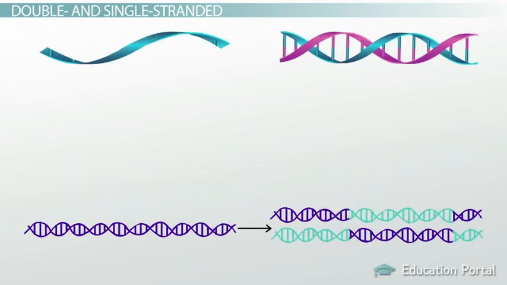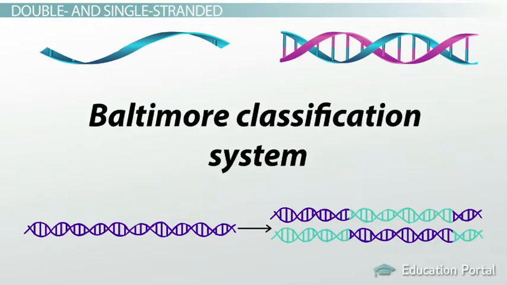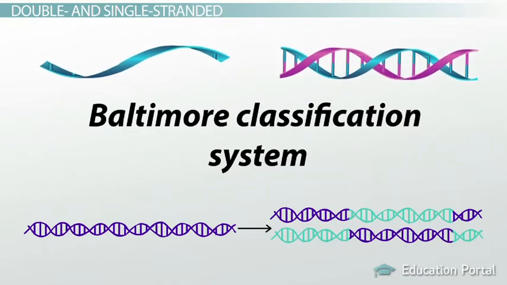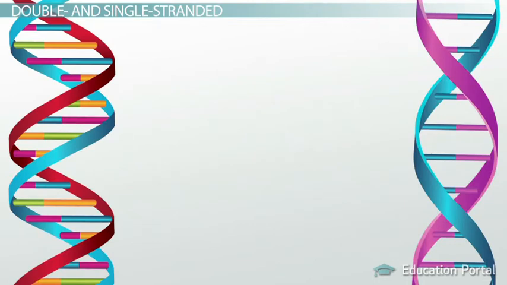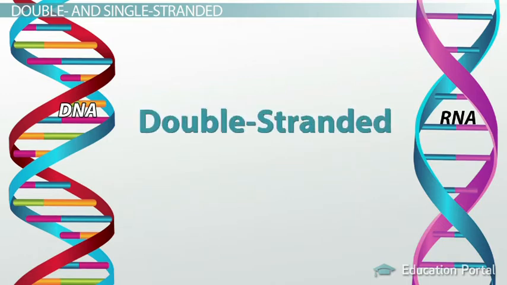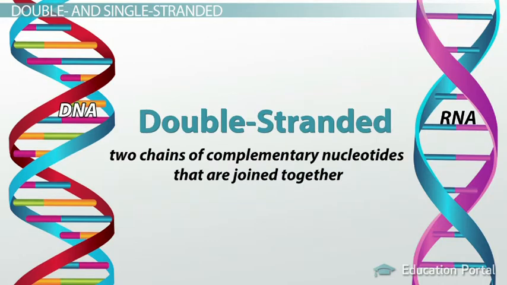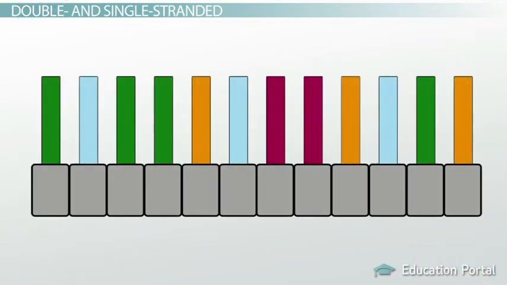There's way more to it than that, and we'll only cover the important points of what is known as the Baltimore classification system, which classifies viruses based on their type of genome and method of replication. For instance, viruses may have a nucleic acid genome that is either DNA or RNA, either of which can be double-stranded. Double-stranded viruses are those that have a genome that consists of two chains of complementary nucleotides that are joined together. I know that was a mouthful, so let's break this down into a simple example.